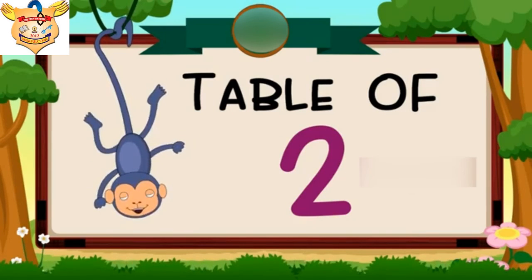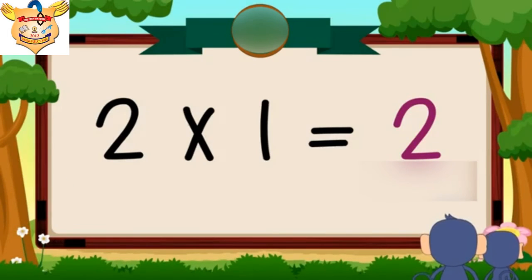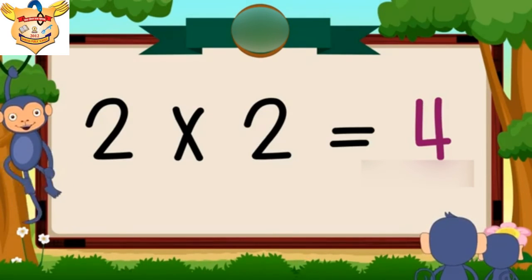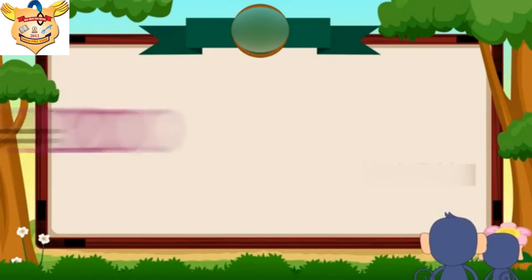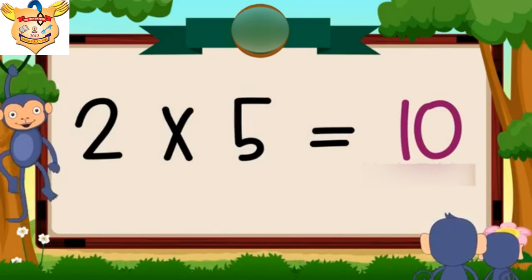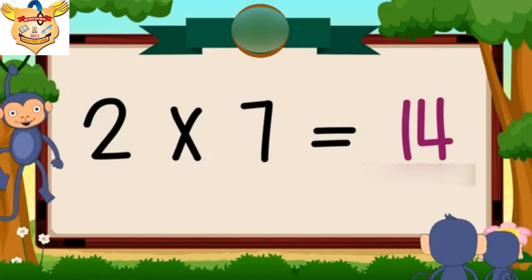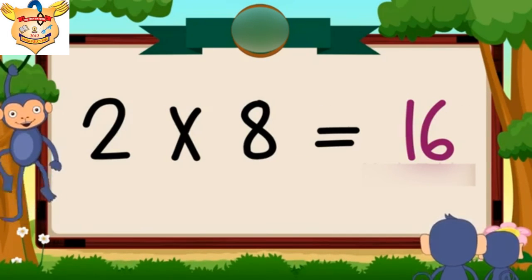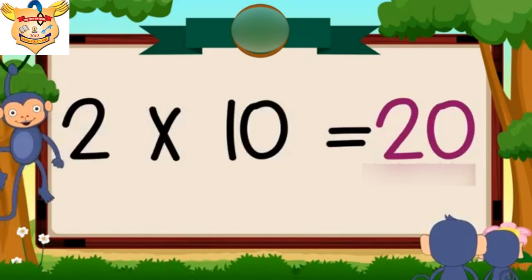Speak with me. 2 ones are 2, 2 twos are 4, 2 threes are 6, 2 fours are 8, 2 fives are 10, 2 sixes are 12, 2 sevens are 14, 2 eights are 16, 2 nines are 18, and 2 tens are 20.